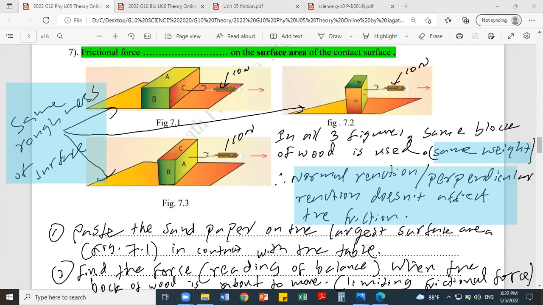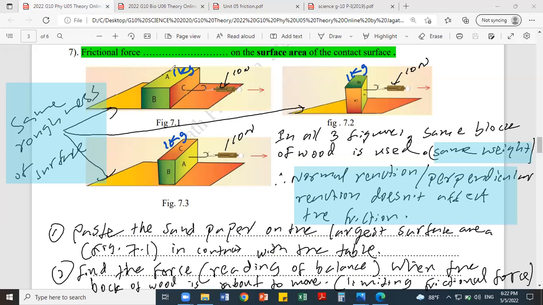Same block of wood. So imagine the block of wood is 10 kilogram or say 1 kilo. So this is also 1 kilogram, same weight. Here also 1 kilogram. Same block of wood, you turn onto a different surface, facing a different surface area. The area of the contact surface you change, turning this to different sides.